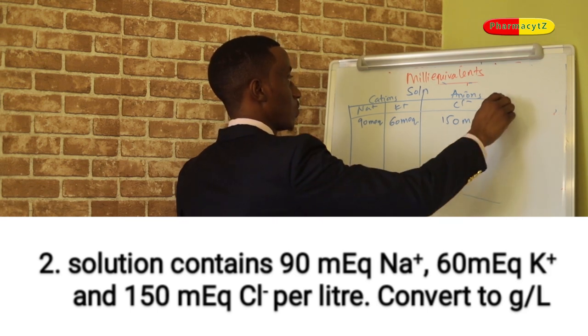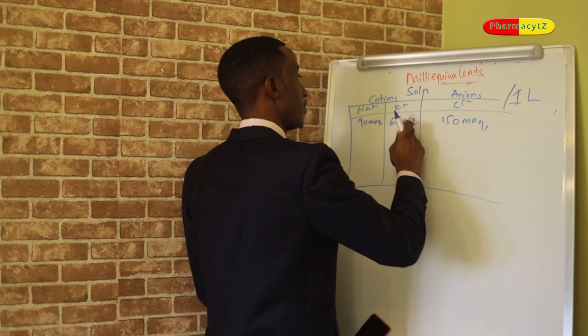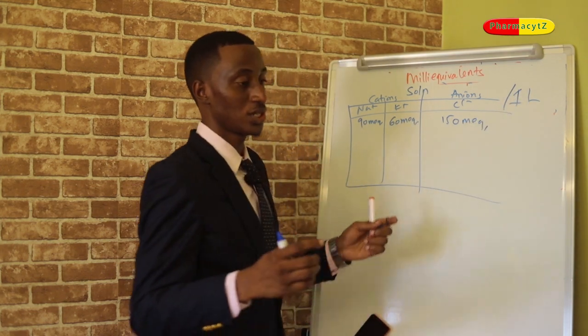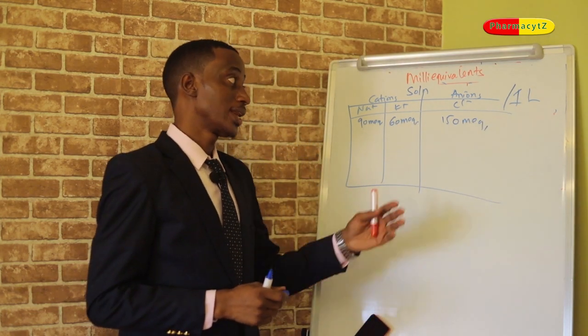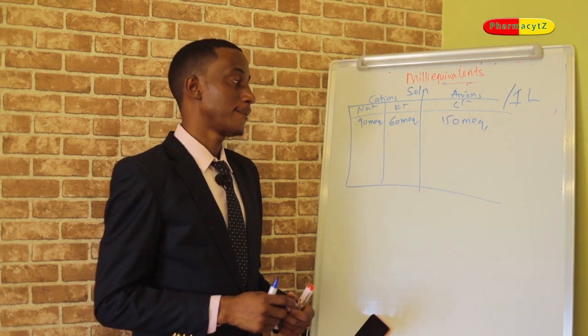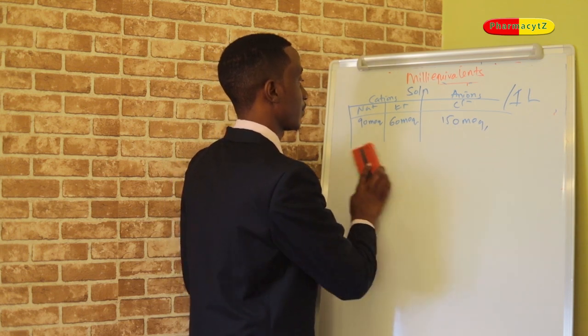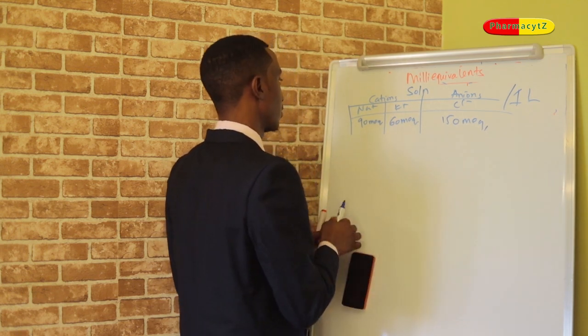So this was in 1 liter. So these were milliequivalents per liter. This solution was a 1 liter solution. So we need to change this into gram per liter. How do we do it? This is simple. You may start one by one.